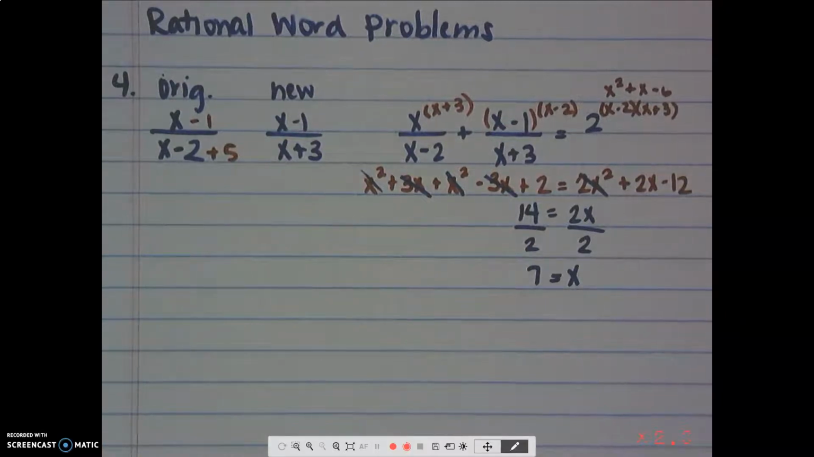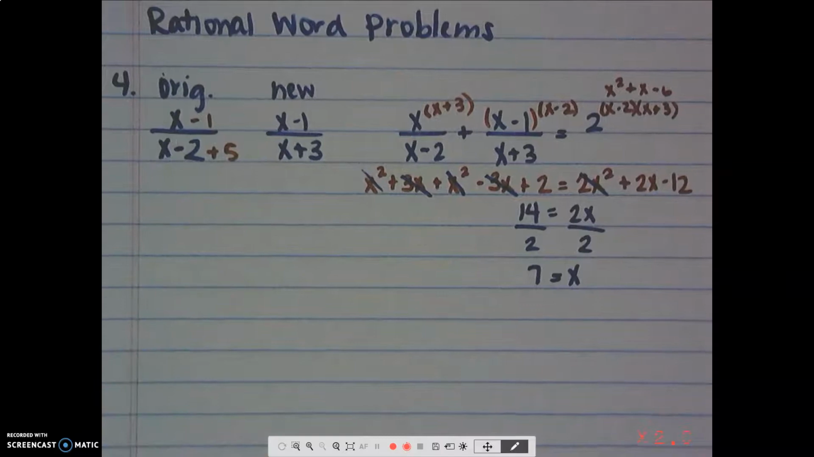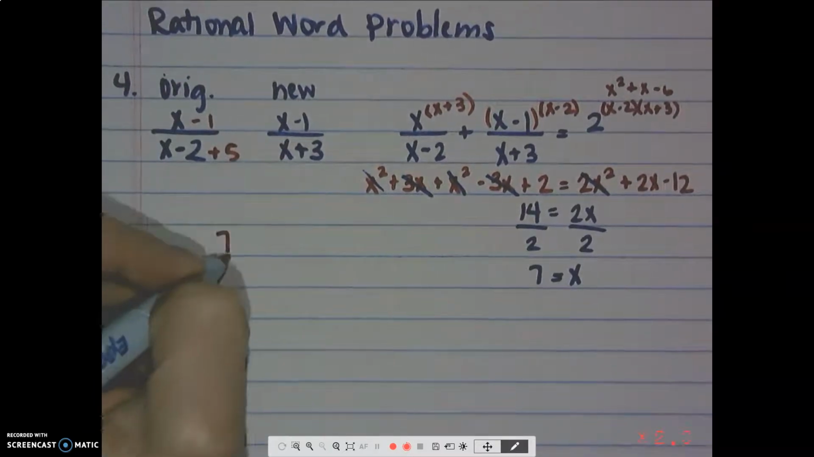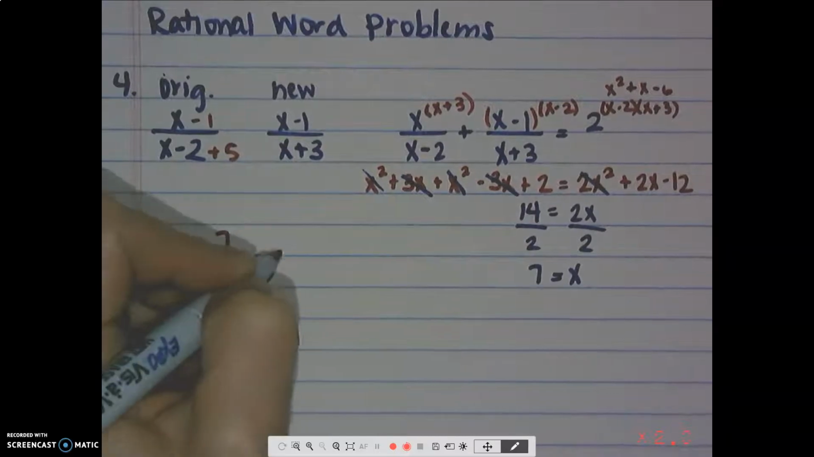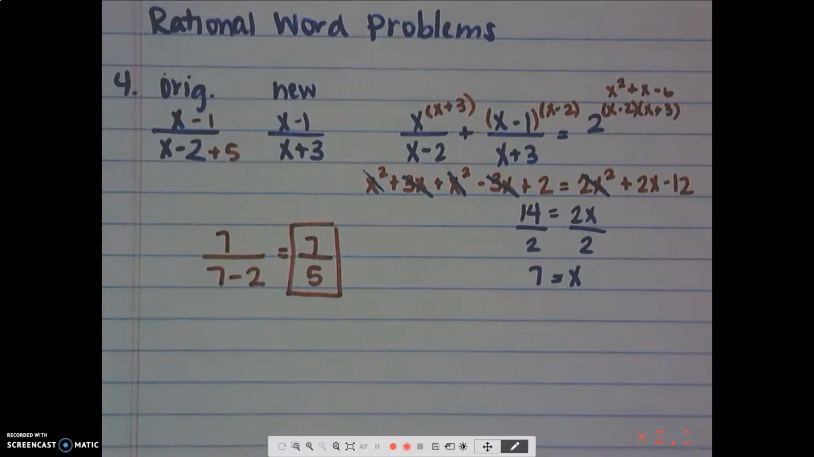The original question doesn't ask us what x is. It asks what the original fraction is. That means that we're going to plug this 7 in for these x's over here in the original fraction and see what happens. So we have 7 over 7 minus 2, which means that 7/5 is the original fraction for this question.